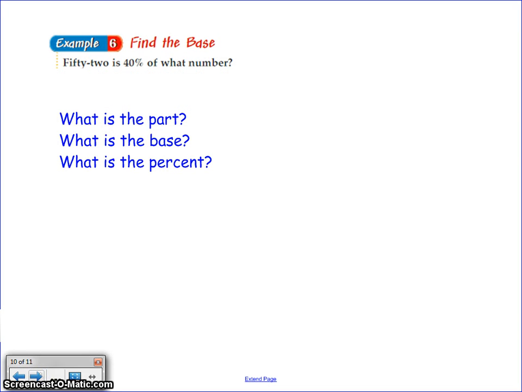All right, here's another kind of related percent problem. This time we don't know what the base is. Here we go: 52 is 40% of what number? Oh, look what follows of. Whatever follows the word of is the base, right? So what is the base? What number? That's what we don't know. So that's going to be x this time.